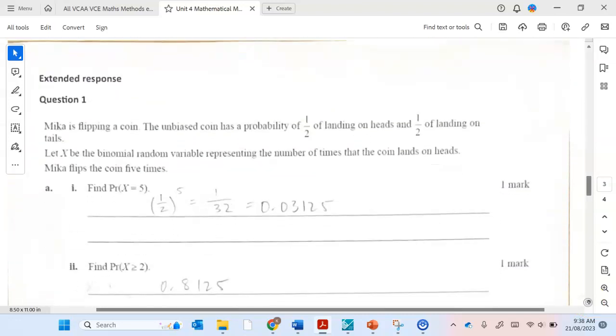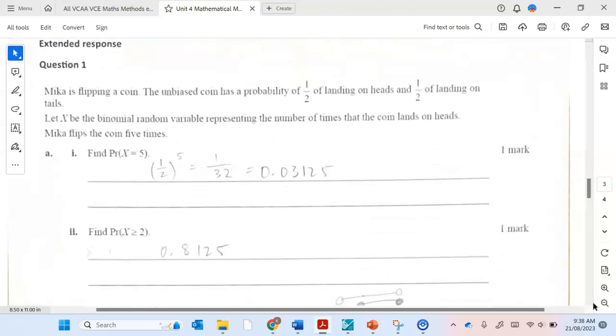Now, moving on to extended response. I didn't do the percentage of marks for these, but these questions weren't too hard. So Micah is flipping a coin. The unbiased coin has a probability of a half of landing on heads, a half landing on tails. Let x be the binomial random variable representing the number of times the coin lands on heads. Micah flips the coin 5 times. So n equals 5, p equals a half.